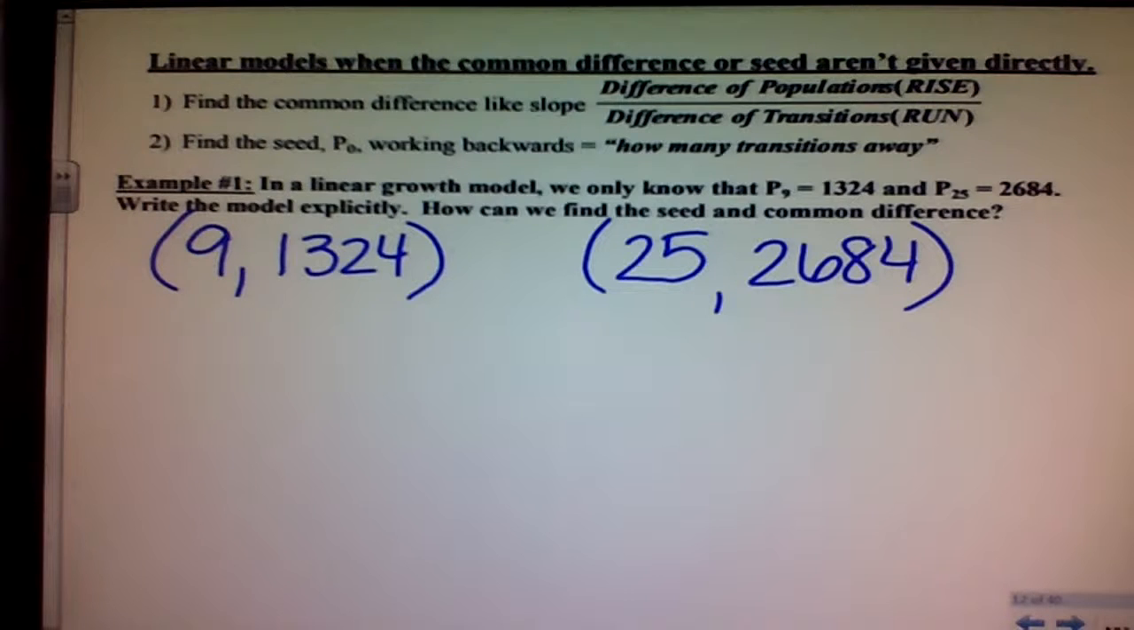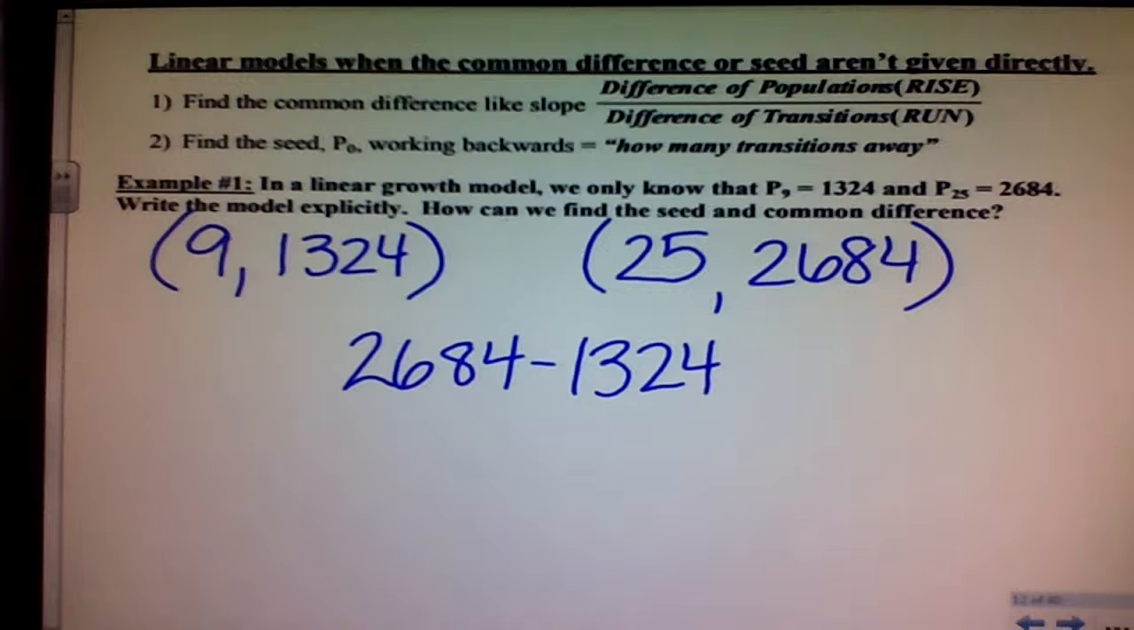Okay, so I need to find my change in y's. So 2,684 minus 1,324. Okay. If I put 2,684 first, that means on the bottom, I have to put 25 first.